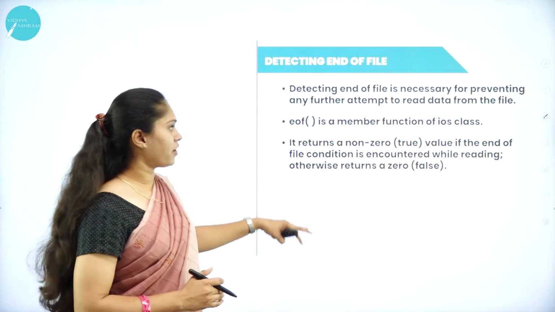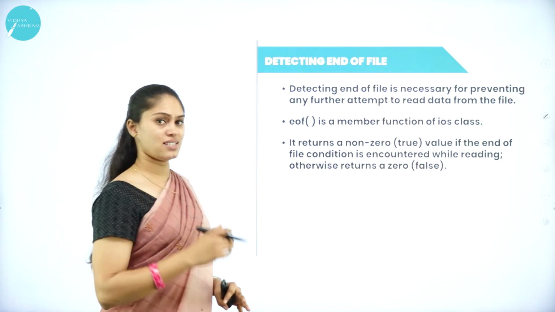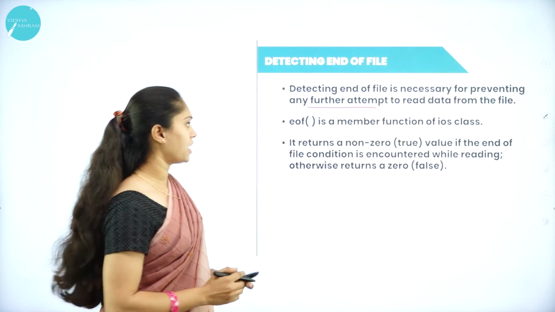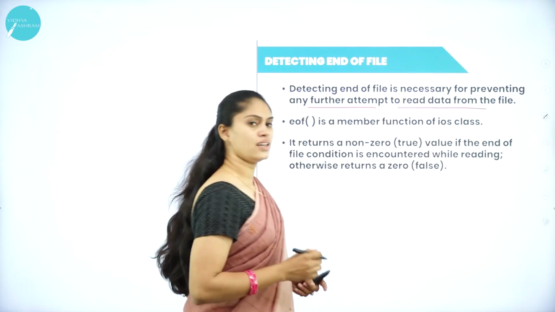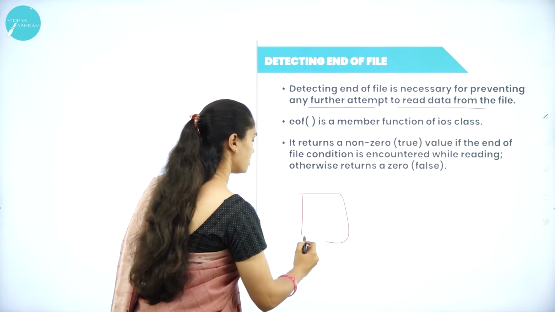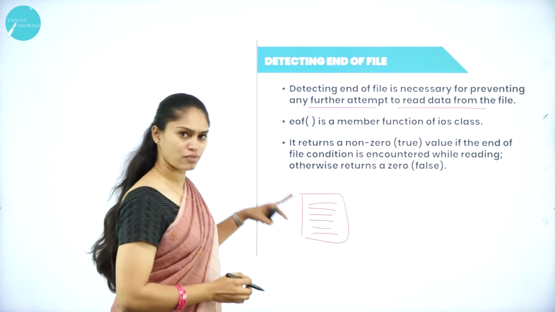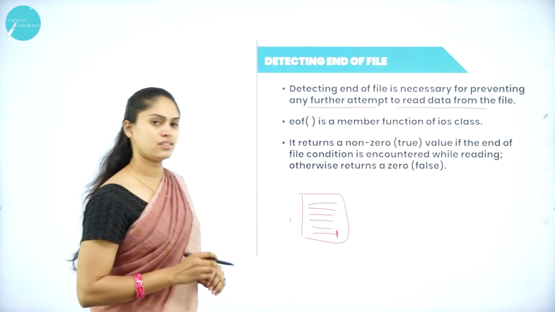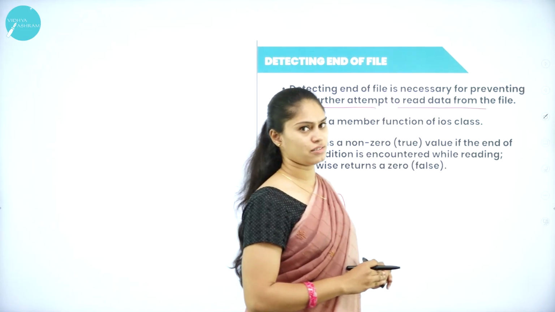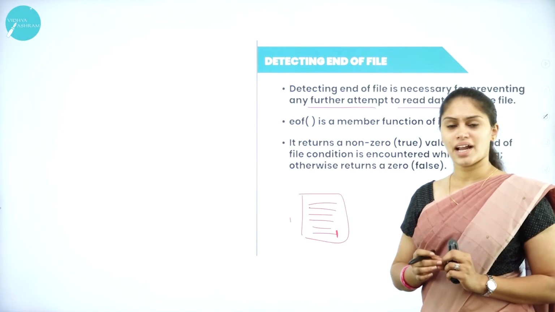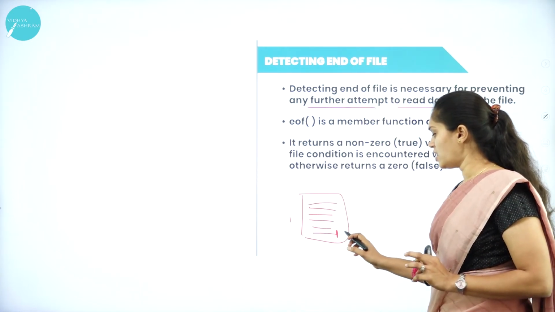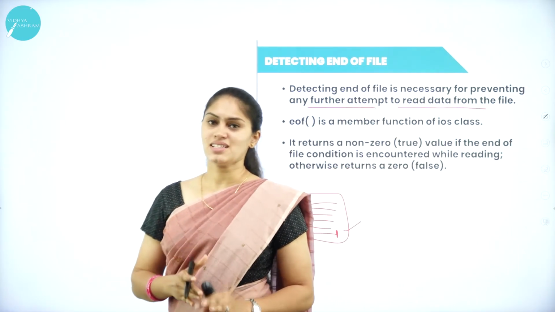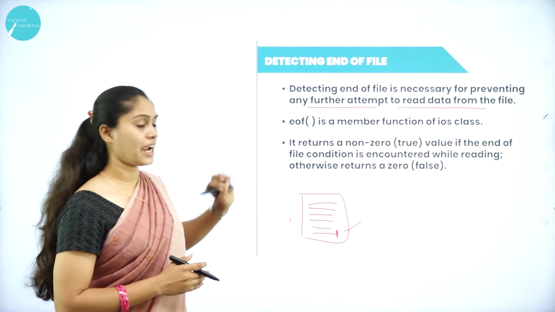This end of file is necessary in order to prevent any further attempts to read data from the file. Consider this one as a file. I have several lines of code, which means data and information will be in the file. But I am at the end of the file. If I don't know I am at the end of a file and I try to read the content from that file, what am I going to get? I will end up with an error, right? So in order to prevent all these things, I have to go with a concept called end of file.